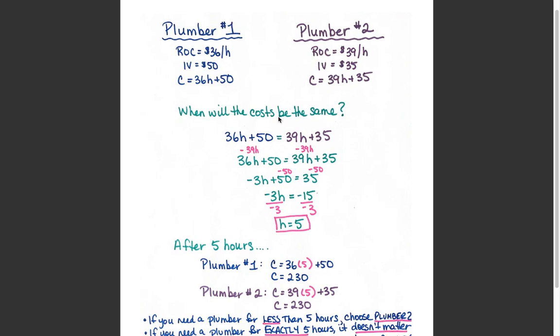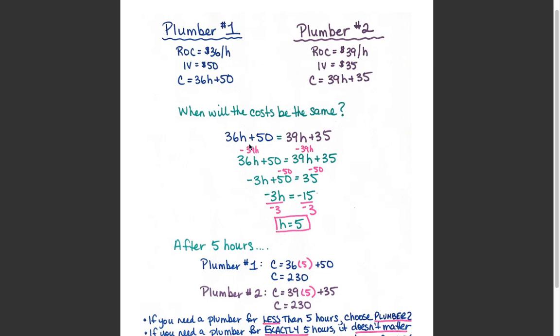We want to know when the cost will be the same. So I know that this cost is equal to this, and I know that this cost is equal to this. So if we want to know when the costs are the same, I'm going to set this one equal to this one. So I'm going to set 36H plus 50 equal to 39H plus 35. So when are those two values the same? So what we've done is we've created an equation.